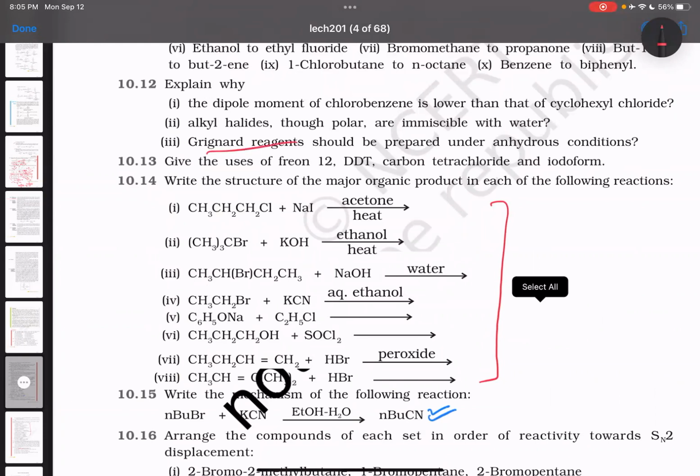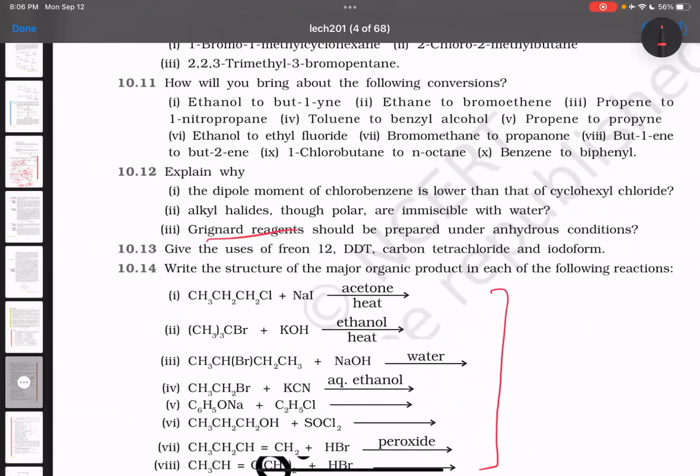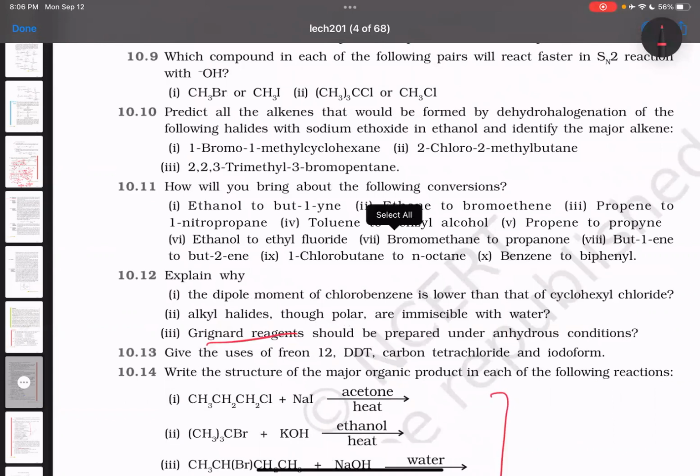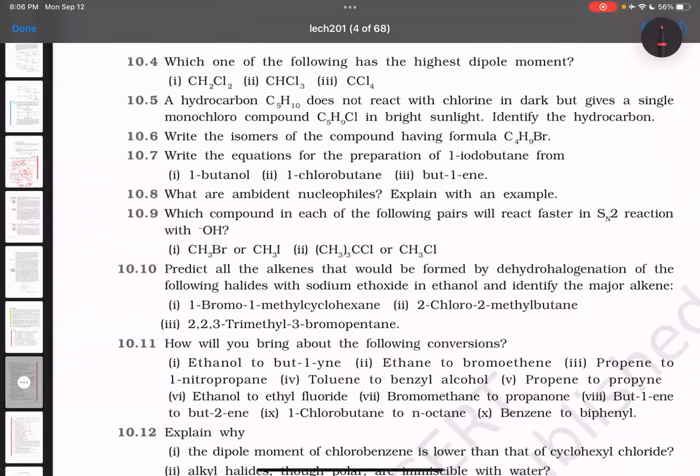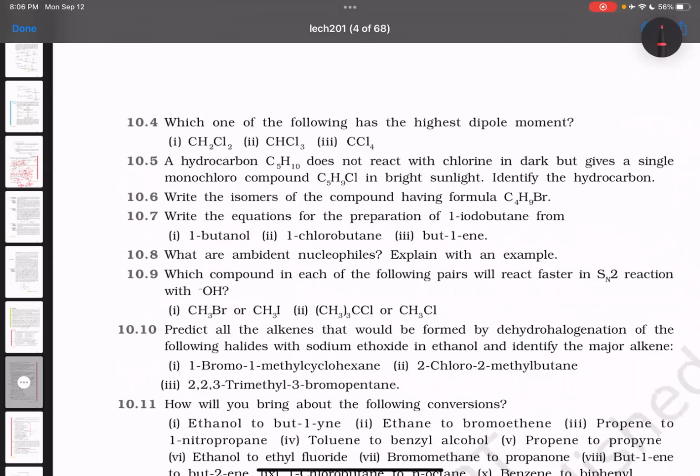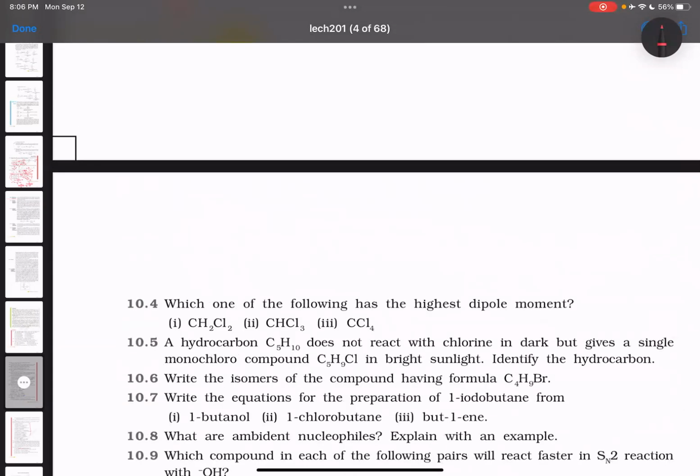So Grignard reagent and all, we discussed a lot of things today. Let's move on and discuss more in the next class, mostly the last portion of this chapter, and hopefully we may move on to alcohol and ether in the next class. Okay.